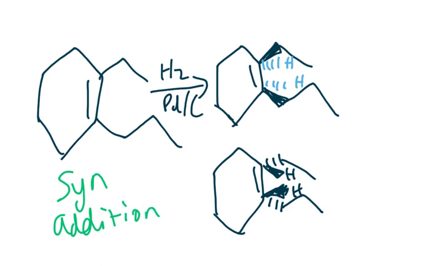And why is it syn addition? Because both hydrogens are adding on the same side. Either both hydrogens add onto this molecule so that they're pointing away from us because it's on a dash, or both add so that the hydrogens are coming towards us, which means they're both on a wedge. You can't have one on a dash and one on a wedge because that's not syn addition, that would be anti-addition, which we'll see later. So this is syn addition.